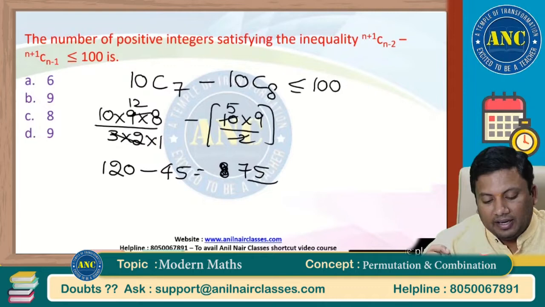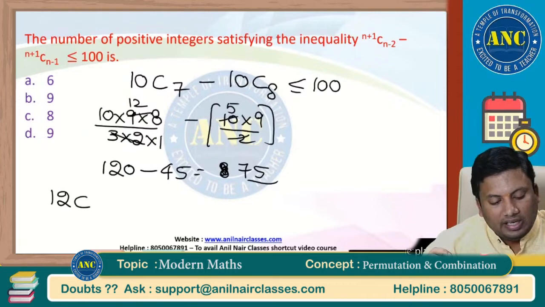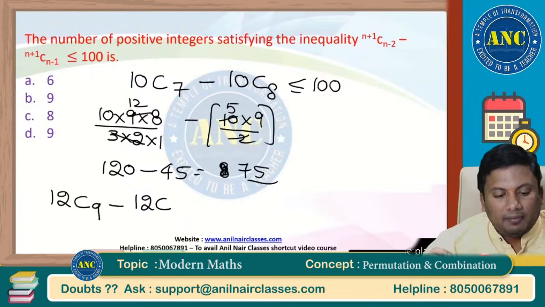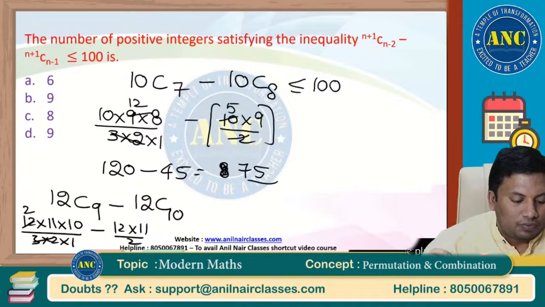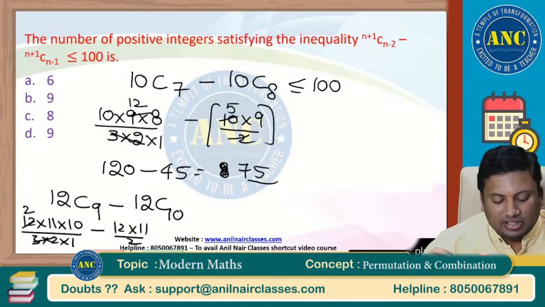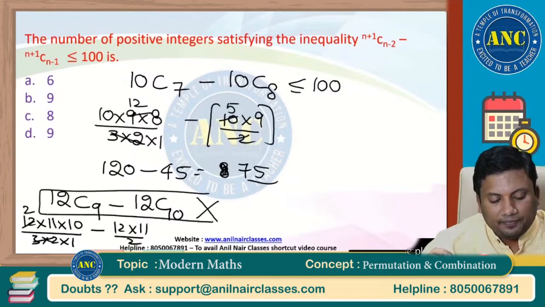Let me take 11 because just the value is just less than 100. If I take 11, what will be the answer? 11 plus 1 is 12. 11 minus 2, it is nothing but 9. Minus 11 plus 1, 12. 11 minus 1, it is 10. 12C9 is 12 into 11 into 10 divided by 3 into 2 into 1. These 12 into 11 by 2, 66. These 220. 220 minus 66. It is not less than 100.